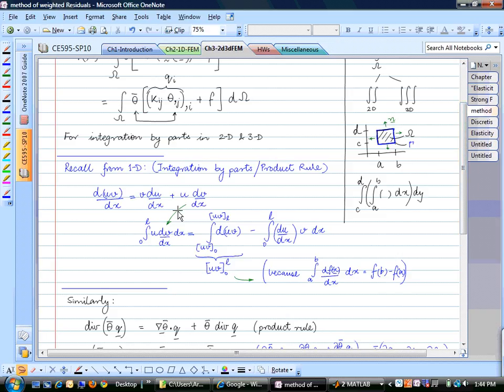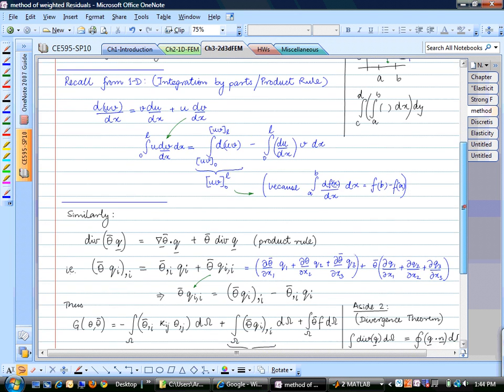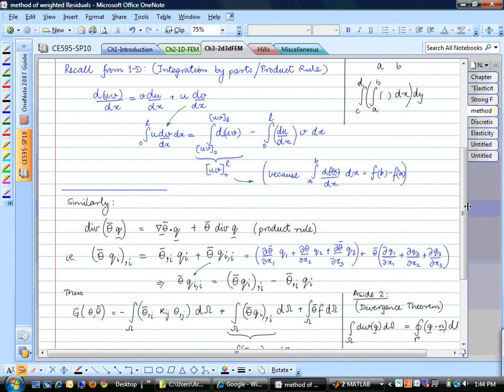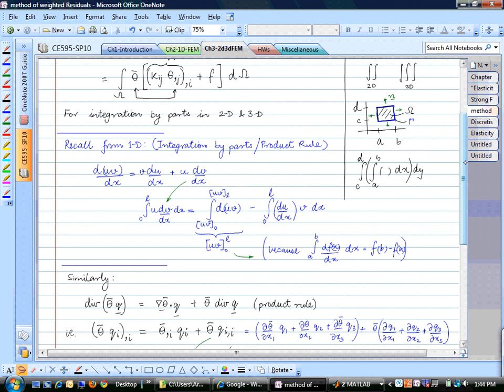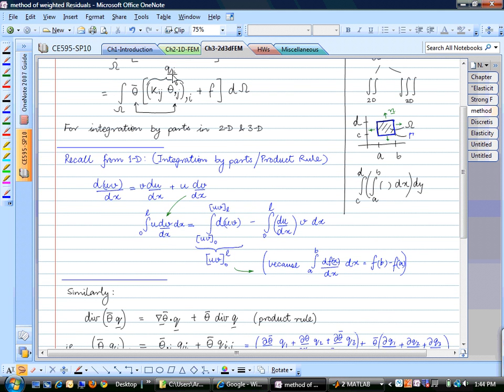So we'll take this sequence of operations and try to write it out in our two-dimensional case. Just like we were considering u multiplied with v in one dimension, we are going to consider this theta bar, which is a scalar, the virtual temperature, times your heat flux vector. If you go back here, we had theta bar multiplied with q_i comma i. So this is the divergence of q.